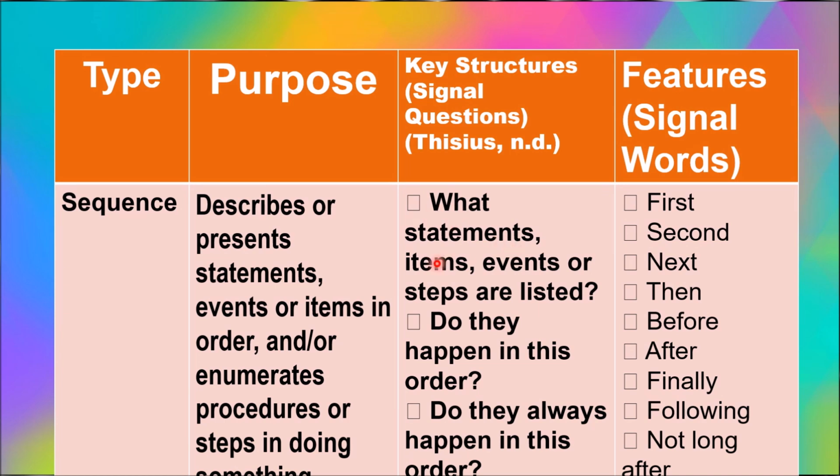And for the key structures: What statements, items, events, or steps are listed? Do they happen in this order? Do they always happen in this order? And for the features or signal words, like first, second, next, then, before, after, finally, following, not long after. These are the signal words if it is sequence. Okay?